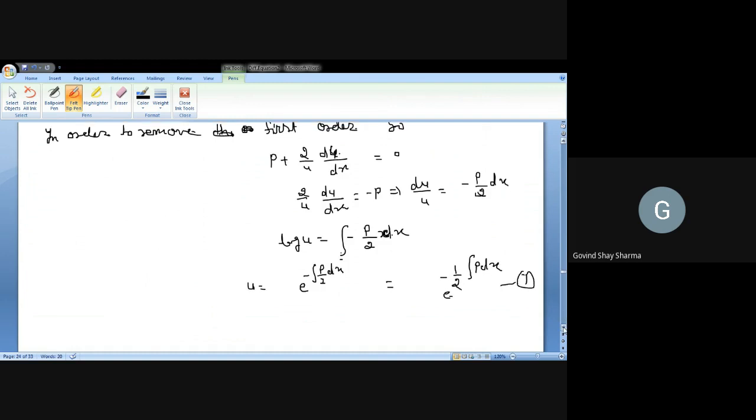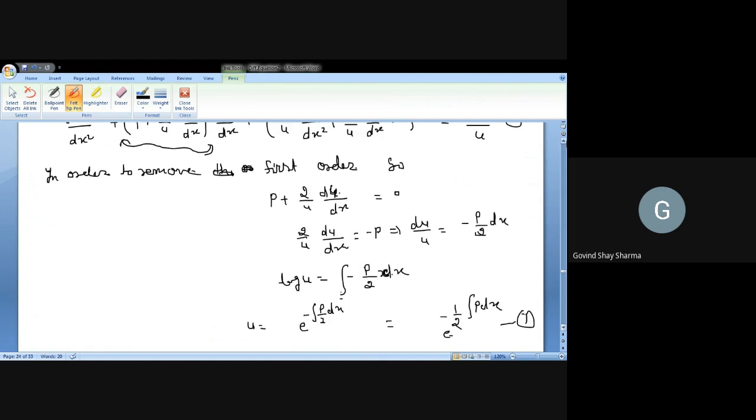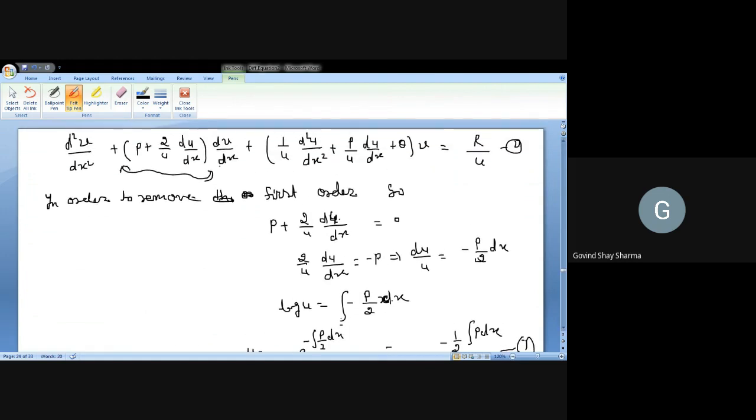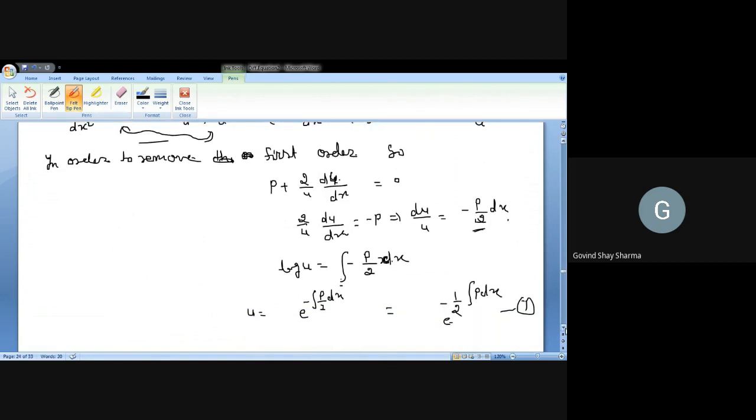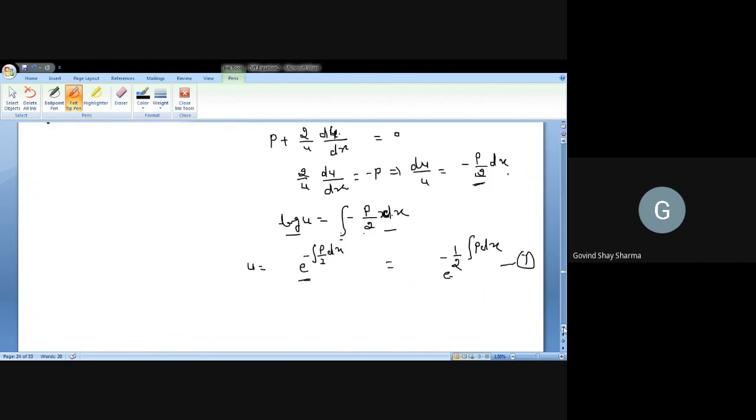Now, very simple. We have to eliminate this first derivative, so put it equal to 0. Here we take p to this side, it converts to minus, and du upon u is equal to minus p by 2 dx. So this becomes log u, log u is equal to integration of minus p by 2 dx. So we get the u with this.